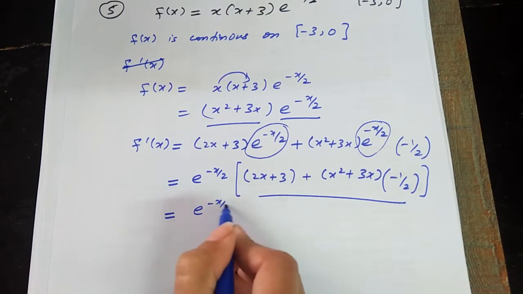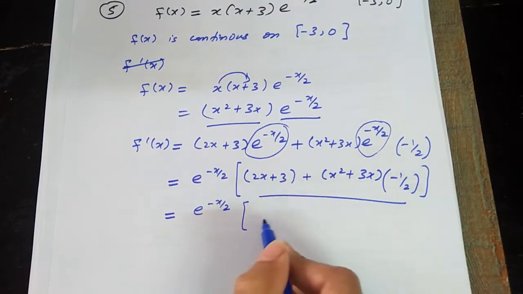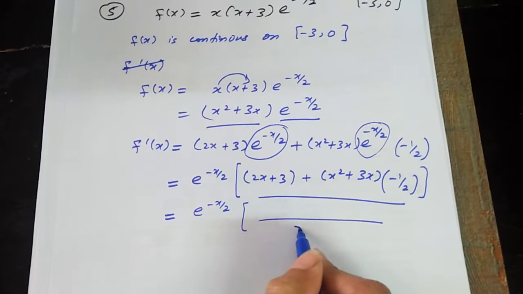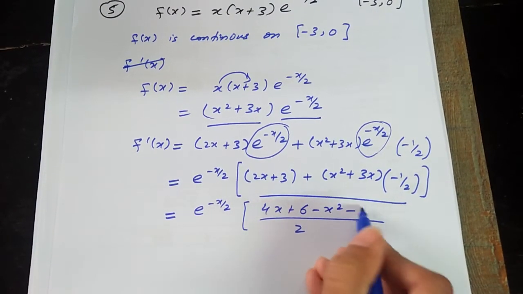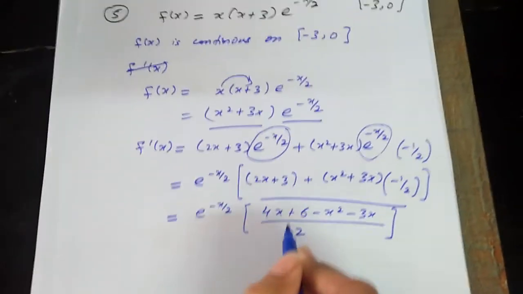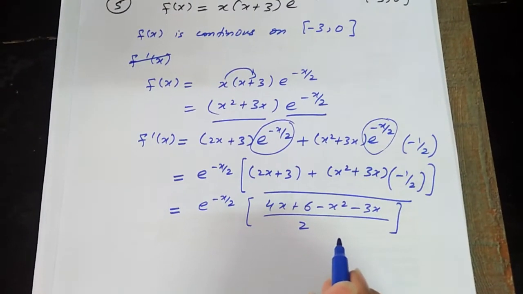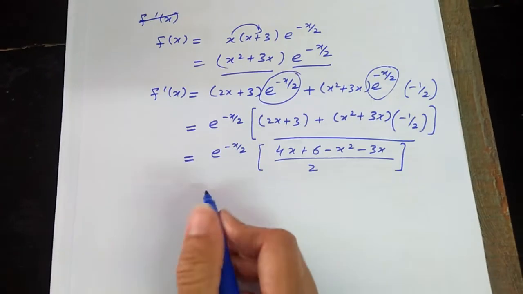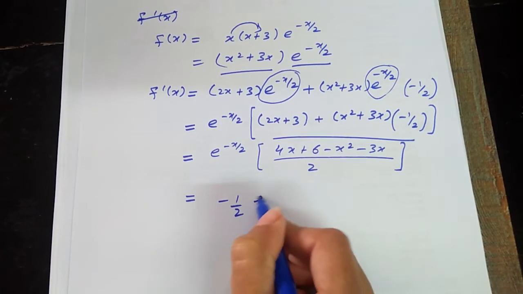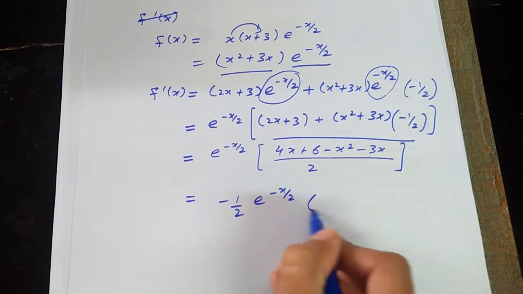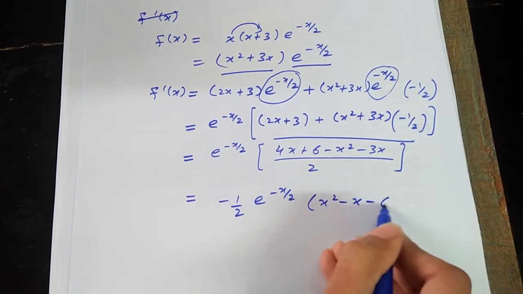E raised to power minus x by 2, take the LCM. You will get 4x plus 6 minus x squared minus 3x. Now simplify all these values. We will get minus 1 by 2, e raised to power minus x by 2, and inside x squared minus x minus 6.